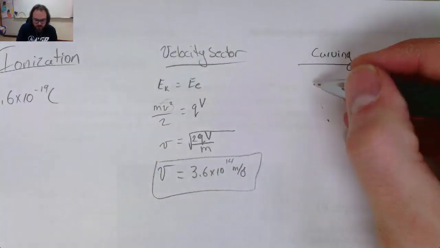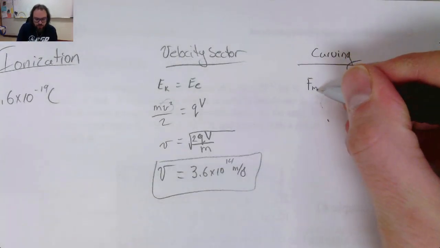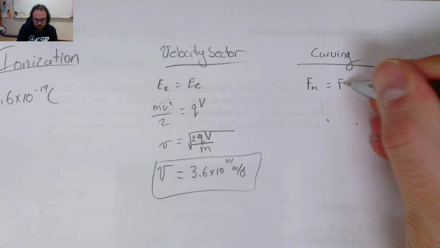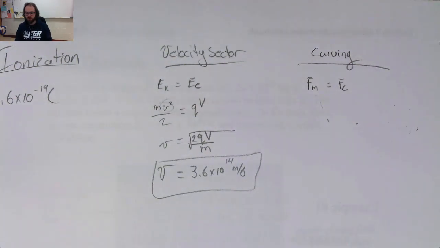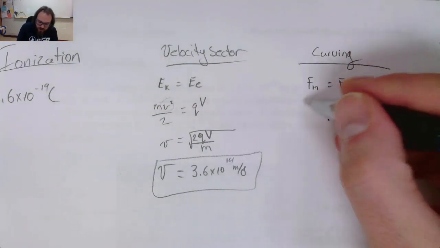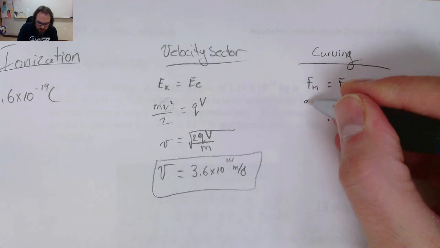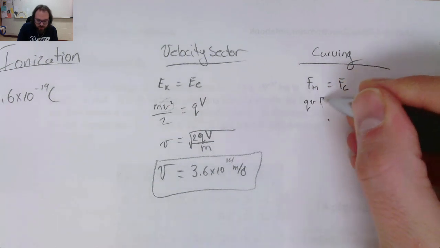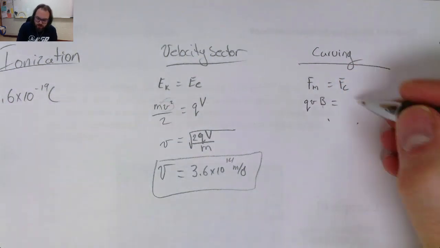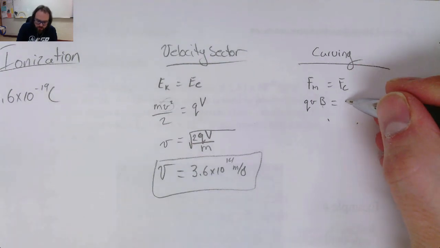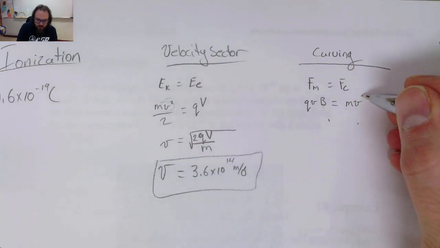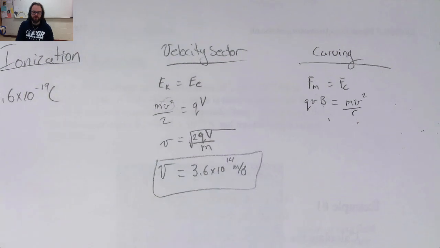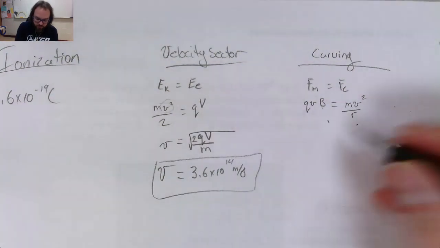So forces here, we have my magnetic force is equal to my centripetal force. In other words, I have qvB, my charge times my velocity times my magnetic field. The force created by that must be equal to my mass times my velocity squared divided by my radius. So my magnetic force must be equal to my centripetal force, because that is essentially what my centripetal force is.